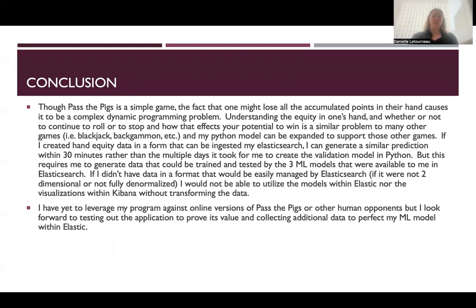If I created hand equity data in a form that can be ingested by Elasticsearch, I can generate a similar prediction within 30 minutes rather than the multiple days it took me to create the validation model in Python. But this requires me to generate data that could be trained and tested by the 3 ML models that were available to me in Elasticsearch. If I didn't have data in the format that would be easily managed by Elasticsearch, if it were not two-dimensional or not fully denormalized, I would not be able to understand the models within Elastic nor the visualizations within Kibana without transforming the data.